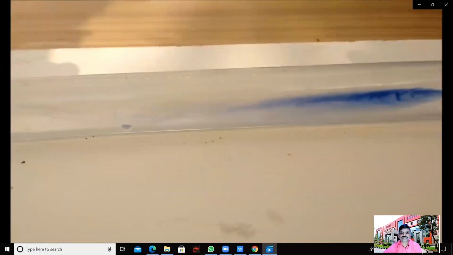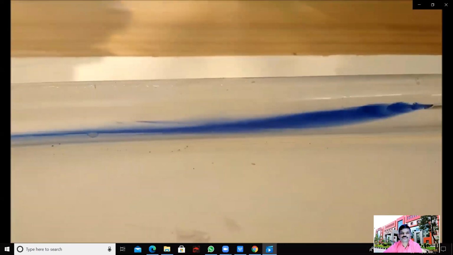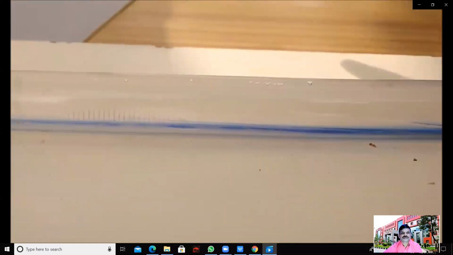So the filament, the blue color filament, is moving along a straight line. You can see. So now the discharge is very, very low. So it's moving in a straight line in the liquid.